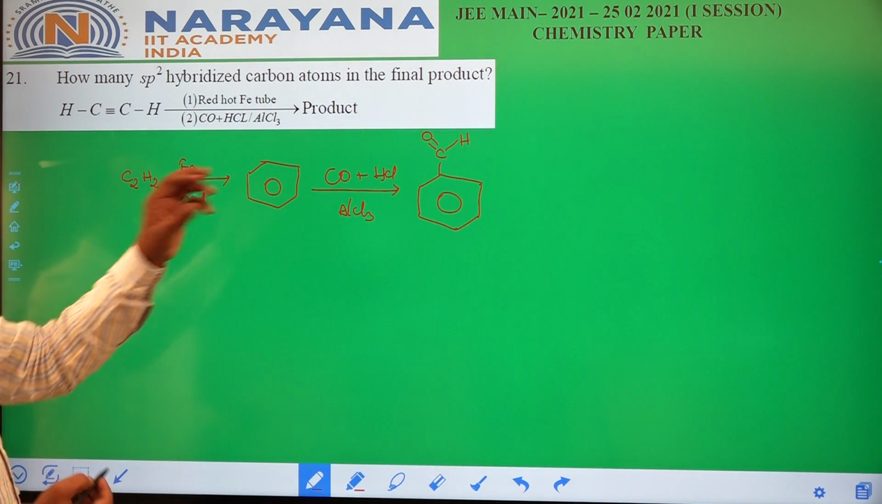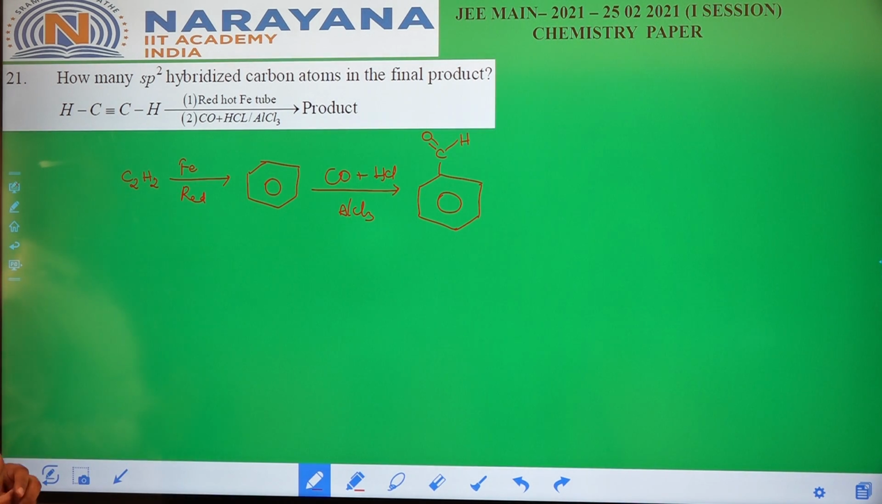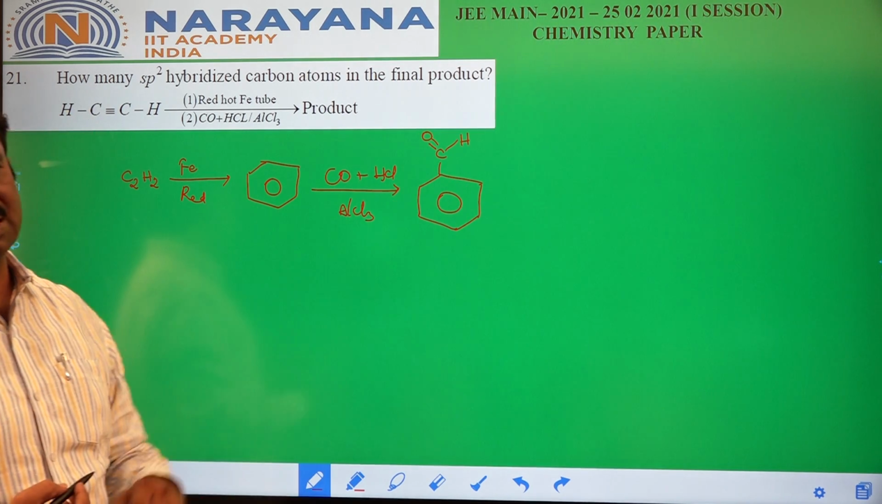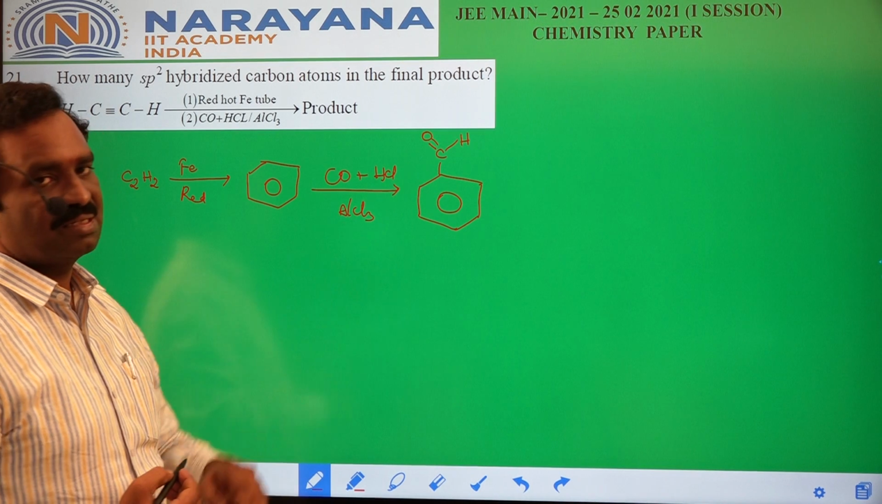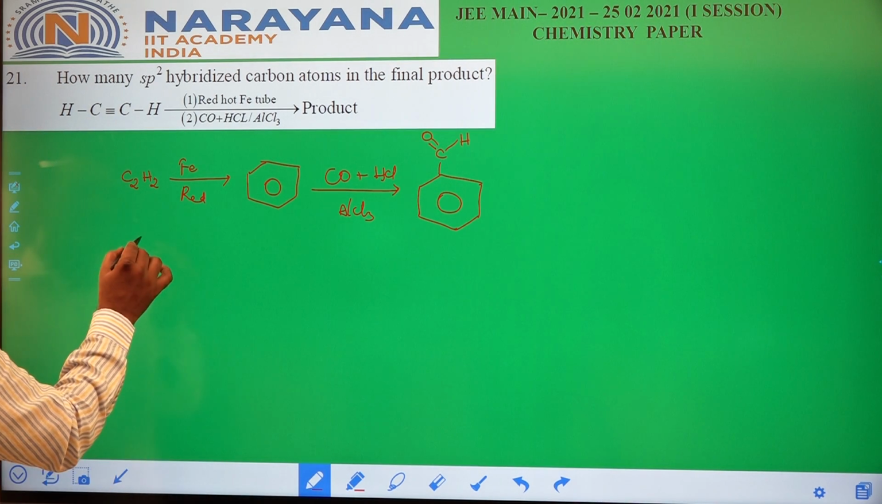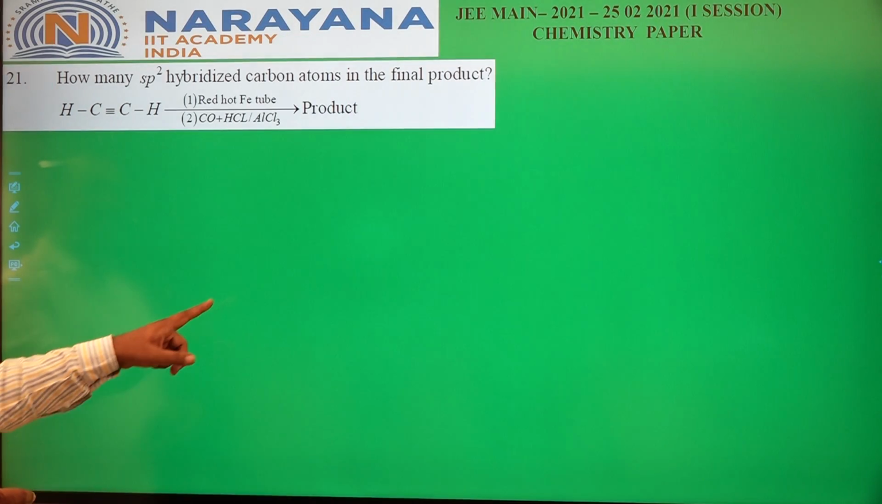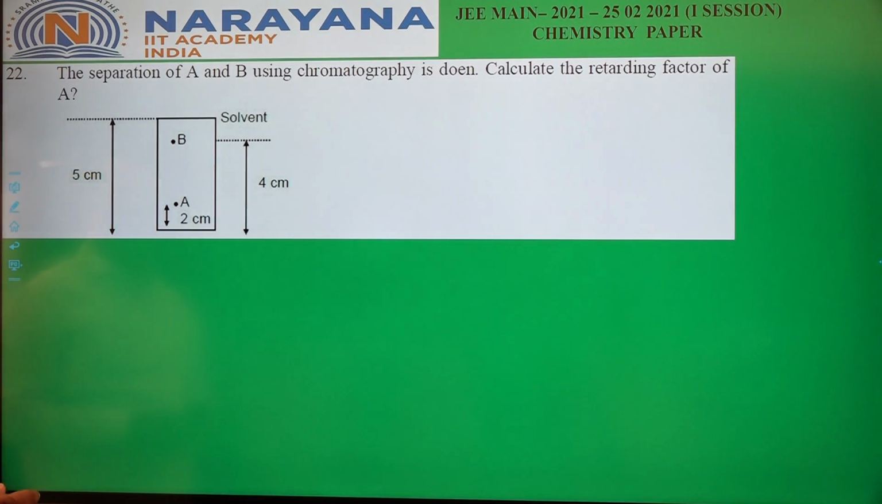Now, in this case, how many sp2 hybridized carbon atoms? Within the benzene ring, there are 6. And this carbon is the 7th one. In total we have 7 sp2 hybridized carbon atoms. So the correct answer for 21 is 7. Let me take the next question, 22.